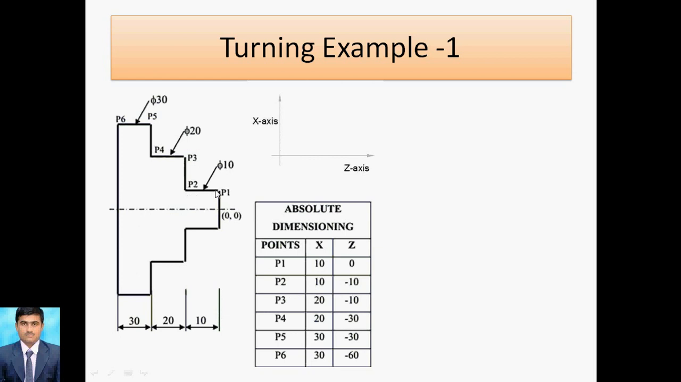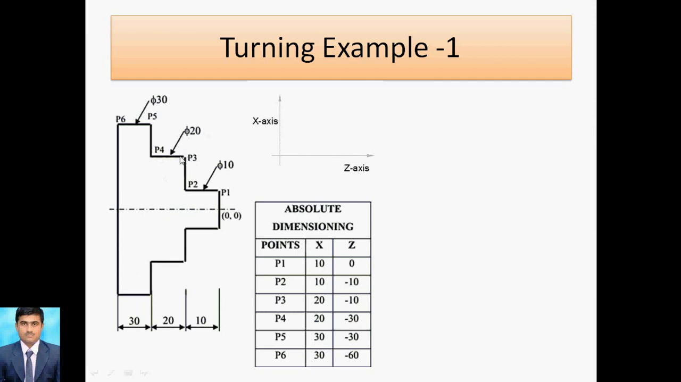Always remember that Z plus is on that side and Z minus is on that side, so Z minus is there, so you can take minus 10. So X is 10. Then next P3, for P3 I know that X is 20, so I write X20, and Z is minus 10. Then the next point, that is P4, so I write P4, that diameter is about 20, right?